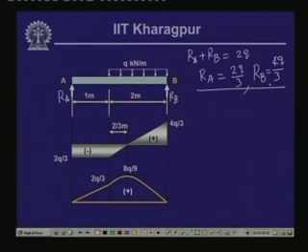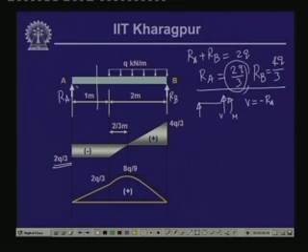Now, if we take a free body of the left segment between 0 to 1, we have the reactive force RA, and the shear force and bending moment V and M. V plus RA equals 0, so V equals minus RA. RA is 2Q by 3, so from 0 to 1 we have a constant shear force of 2Q by 3, but negative.